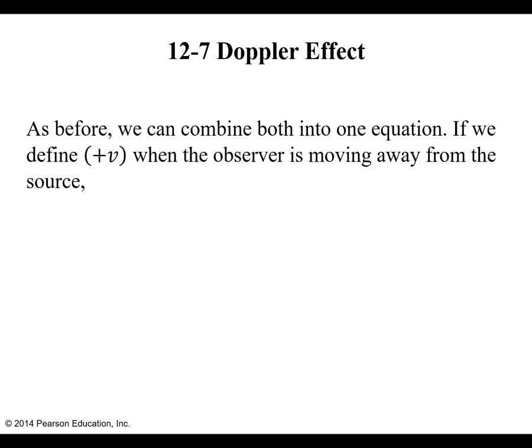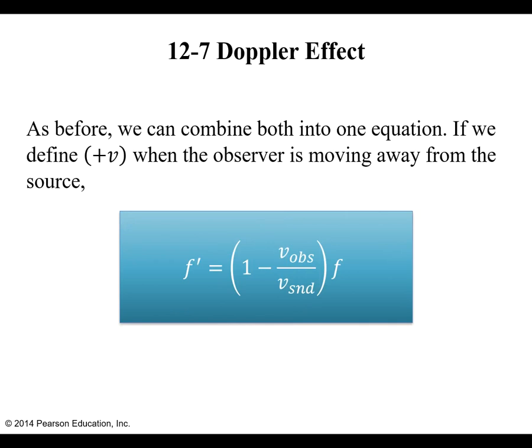Now, just like we did before, we took the two equations and we combined them into one by defining a positive velocity. Before, it was positive velocity when the source was moving away from the observer. Now we're going to define a positive velocity when the observer is moving away from the source. So in both cases, the velocity is positive if it's moving away from the other. And when we do that, this is the equation we get. We just have one equation.